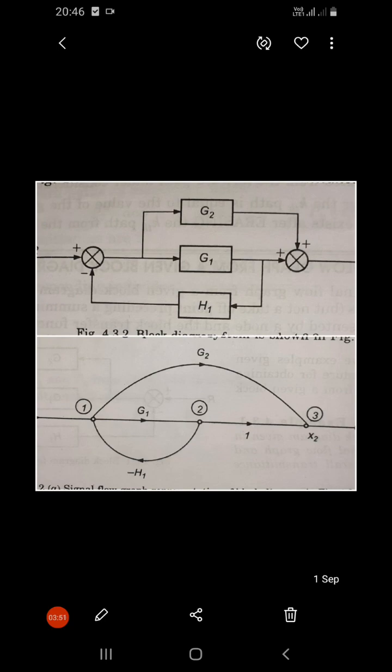Understand? So in the direction of signal flow, if a takeoff point precedes the summing point, then such points are represented by two separate nodes, with a transmittance of unity between them. Clear?